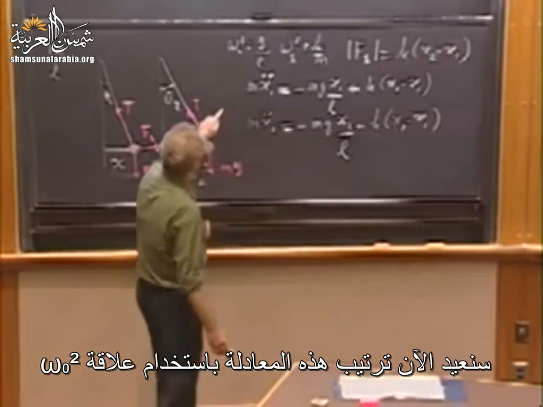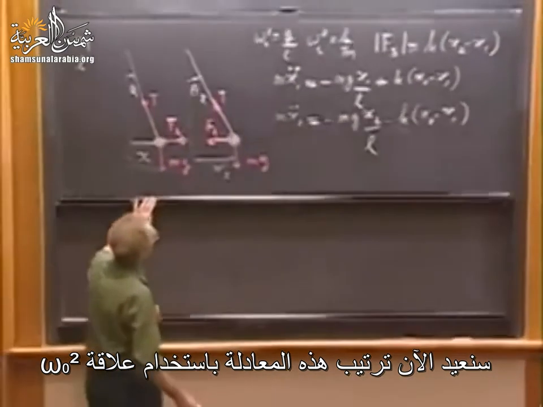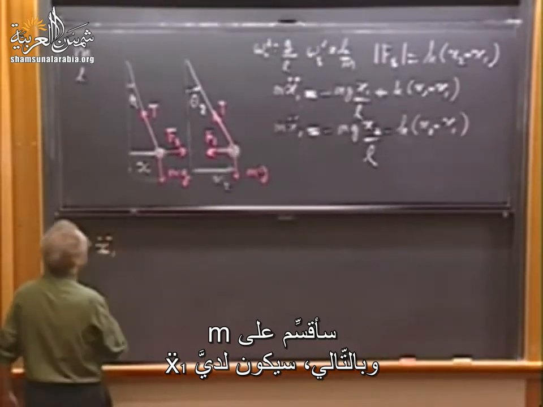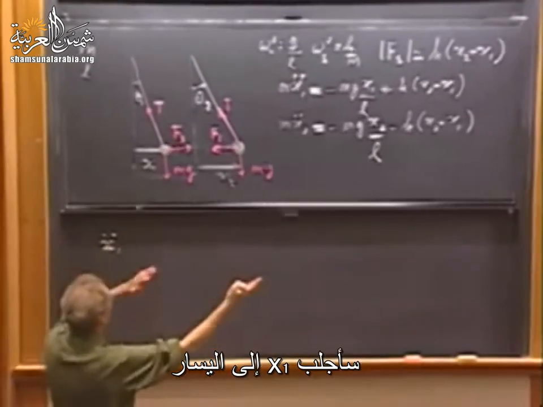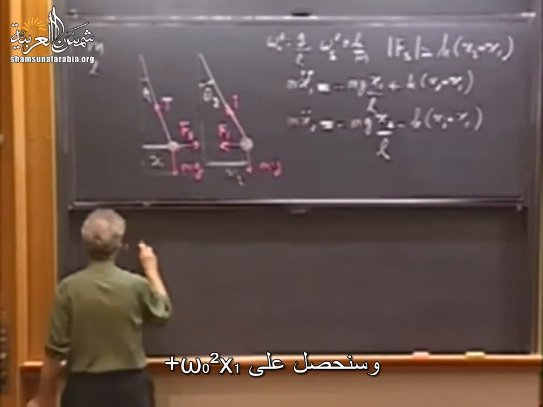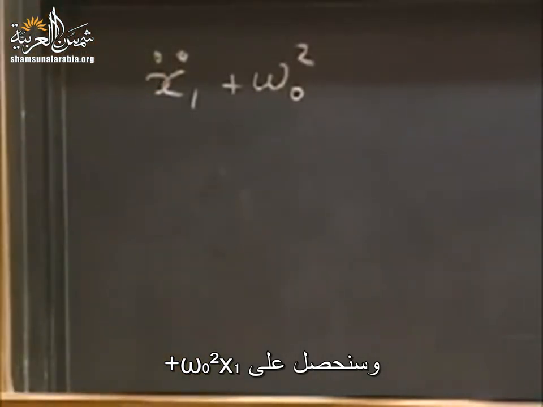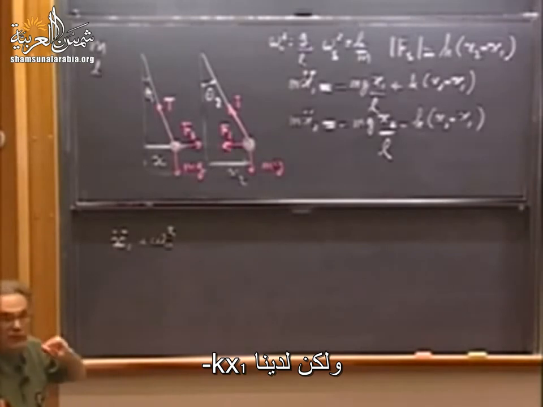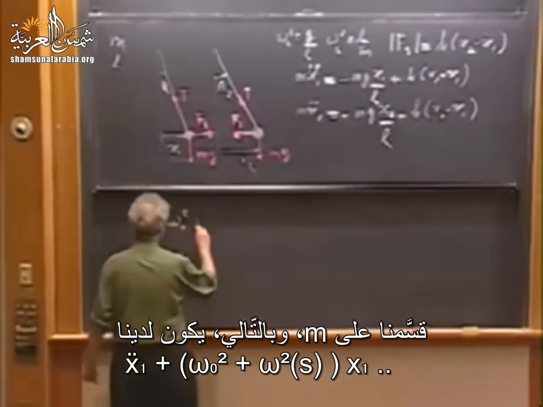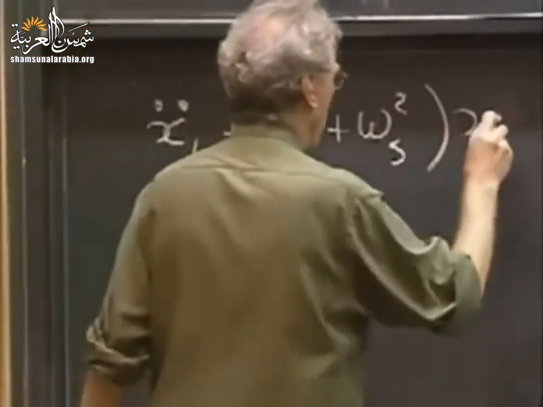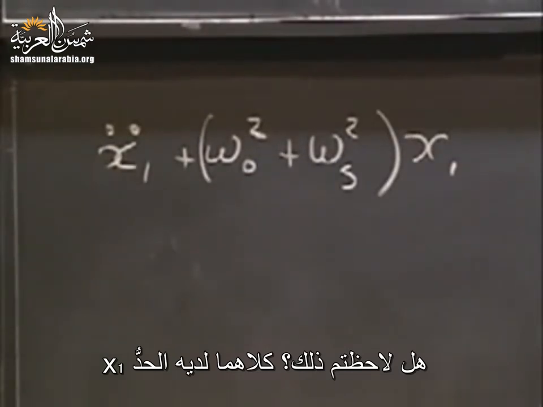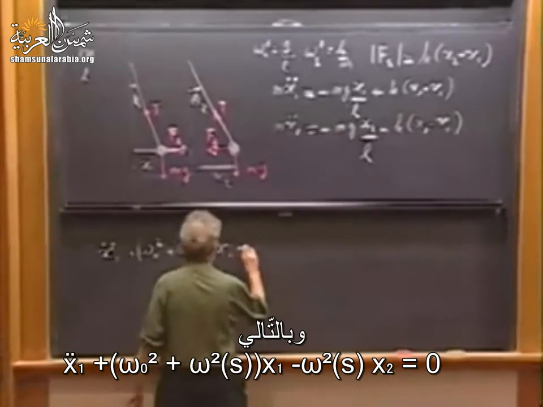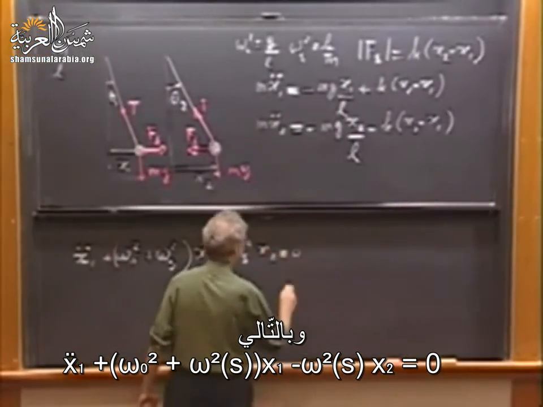So now we're going to rearrange this a little bit, and we're going to introduce the omega 0 squared notation. So I'm going to divide m out, and so I'm going to get x1 double dot, and then I'm going to bring the x1s to the left, and so I get plus omega 0 squared times x1, but you have a minus kx1, you divide by m, so you get plus omega s squared, and that's both times x1. You notice that? They both have an x1 term. And now the x2 comes out. The x2 has a plus sign on the right side, so it gets a minus sign, so I get minus omega s squared times x2, and that is 0.